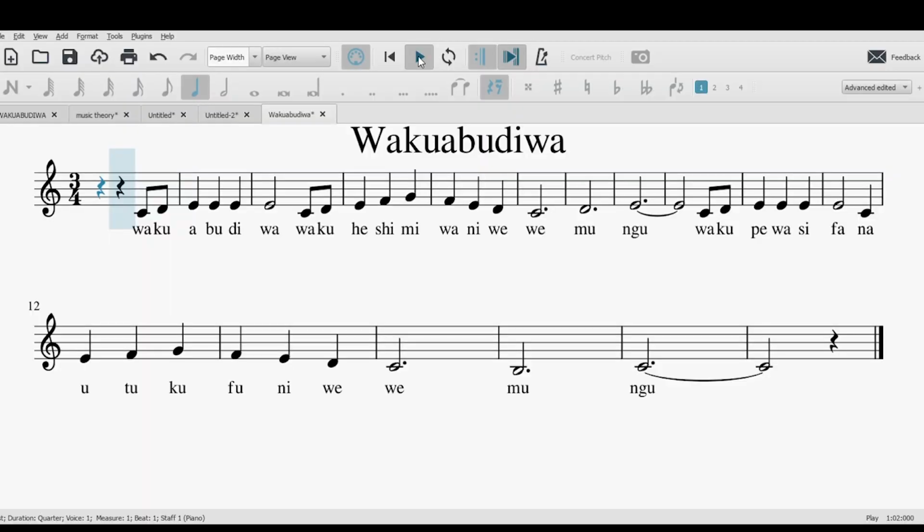So musically, how do you do this? Let's take an example of a popular Christian song, Wakuabudiwa. Now, this is a very popular and common song. Now, if we were to write that on the staff, in the key of C, this is how it would look like.